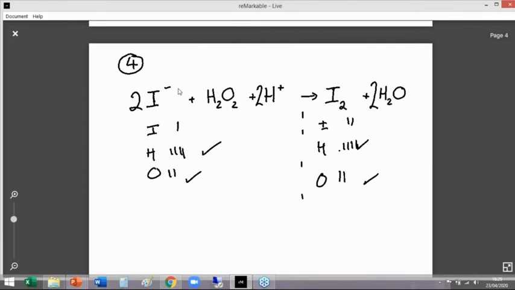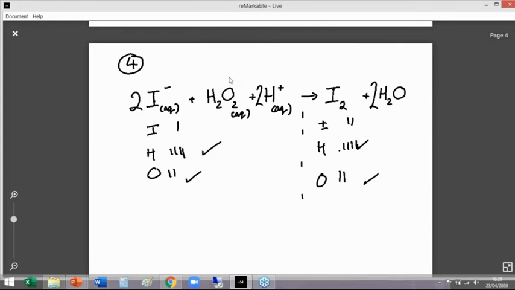And state symbols. What should we have? So the iodide ions are going to be aqueous. Hydrogen peroxide is a solution, so that's going to be aqueous as well. And yeah, your acid is definitely aqueous, so that's AQ as well.